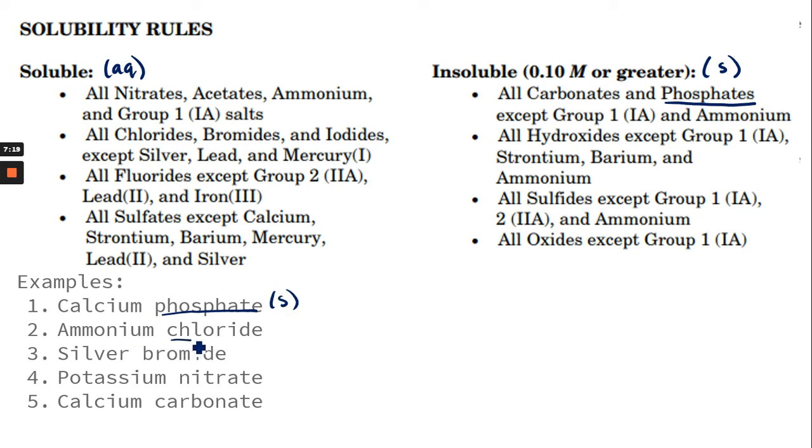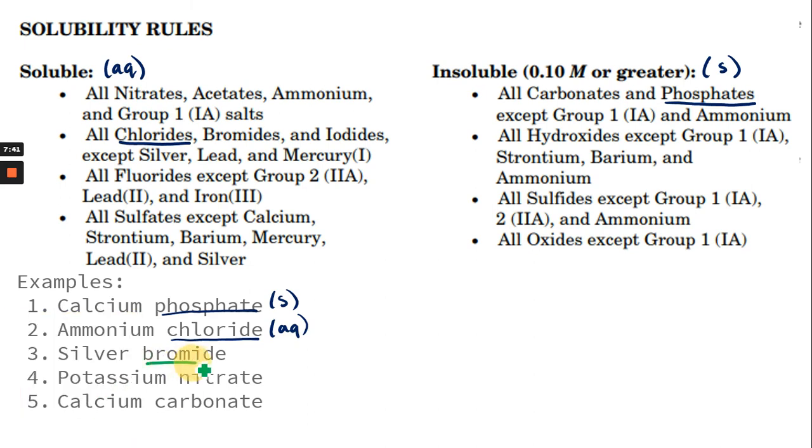Ammonium chloride. Find your rules on chlorides. Here it is right here under aqueous. So all chlorides are aqueous except silver, lead, and mercury. And since our chloride is with ammonium, it's not an exception, and we're going to write aqueous.